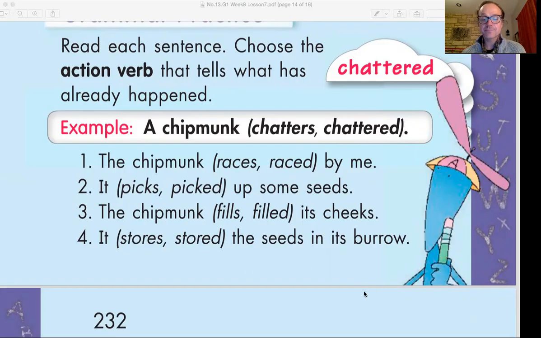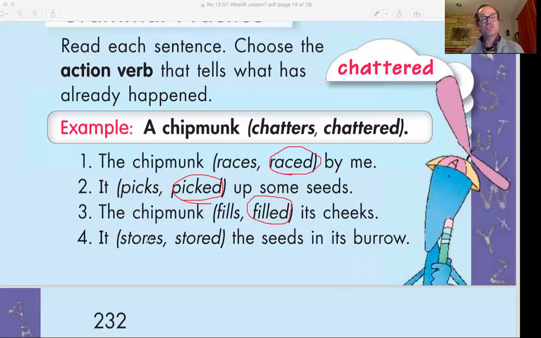Okay. Number 1, the chipmunk races by me. The chipmunk raced by me. There's that past tense because it has that ED, doesn't it? It picks up some seeds. It picked up some seeds. Past tense, action verb, right there, picked. Number 3, the chipmunk fills its cheeks. The chipmunk filled its cheeks. It filled them. It has that ED at the end.